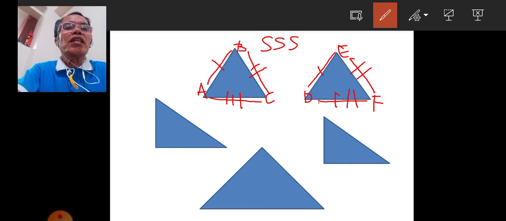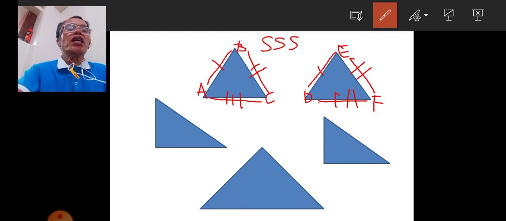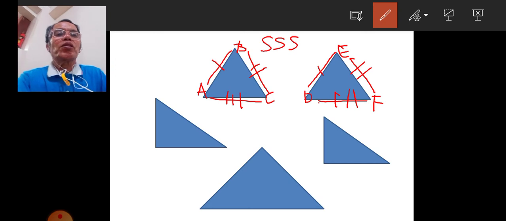Now the side-side-side postulate states that if the three sides of one triangle are congruent respectively to the corresponding three sides of another triangle, then the two triangles are congruent.